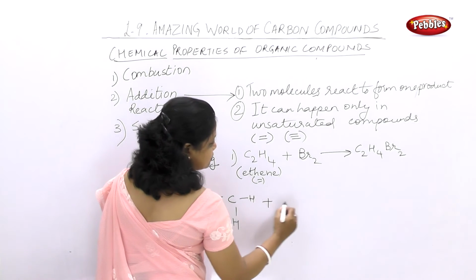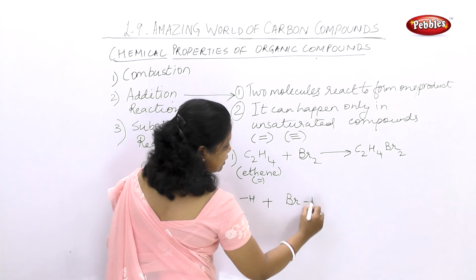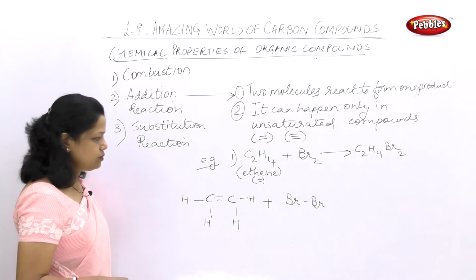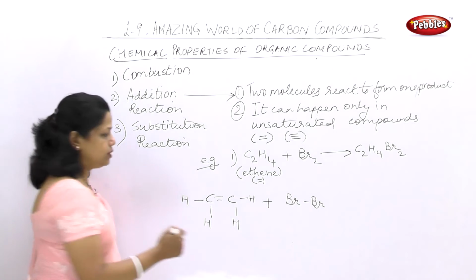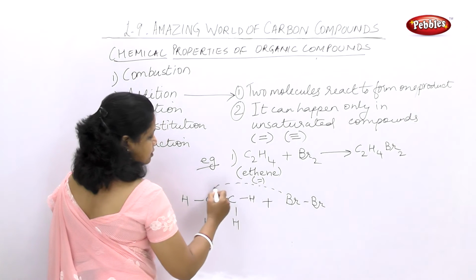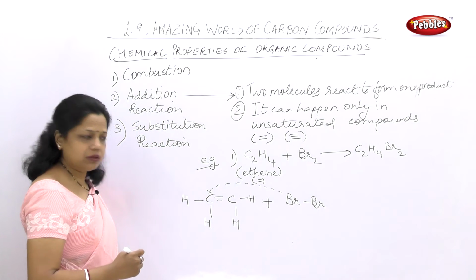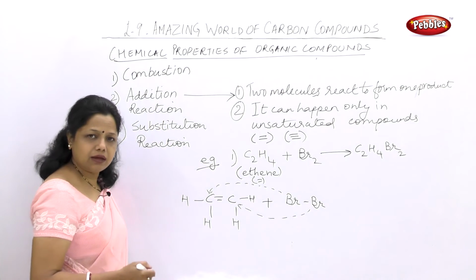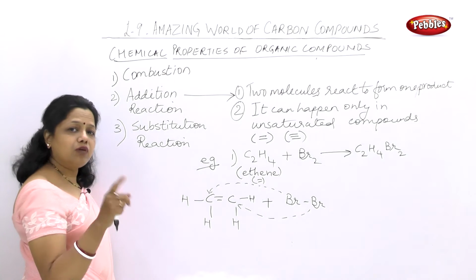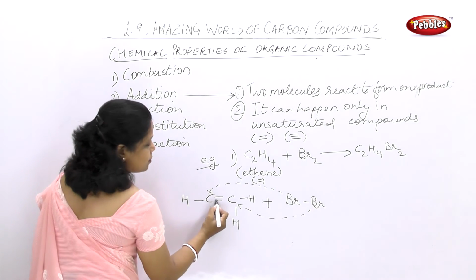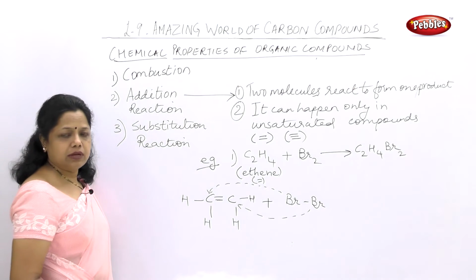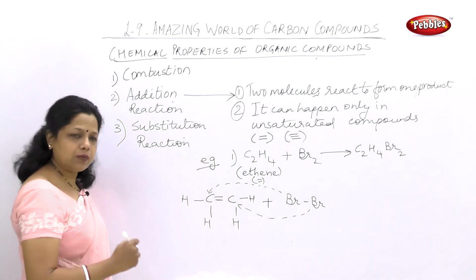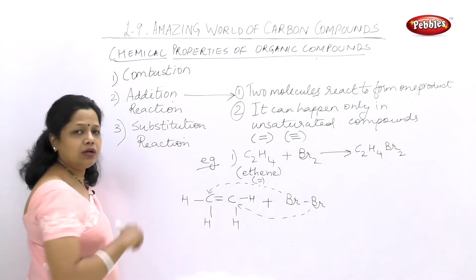Now I am adding it with bromine. I can show bromine like this. One molecule of bromine has 2 atoms. Now when addition takes place, one of the bromines comes and gets attached to this carbon, and the other bromine comes and gets attached to this carbon. Here the addition is taking place. Now what is happening in that process? This double bond is getting broken, and one bromine is getting attached to this carbon, one bromine to the other carbon.